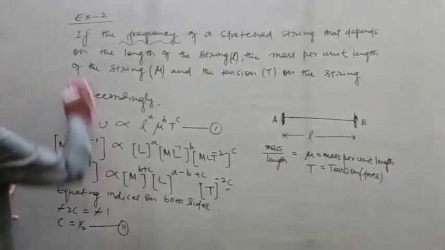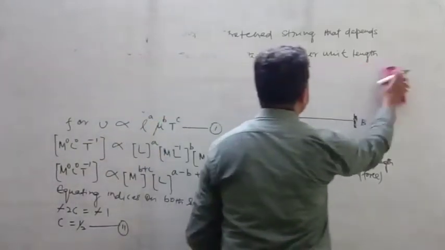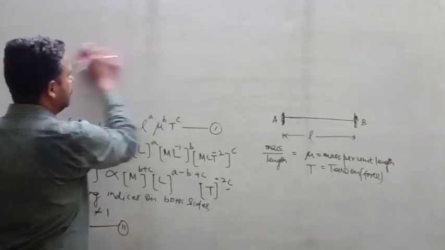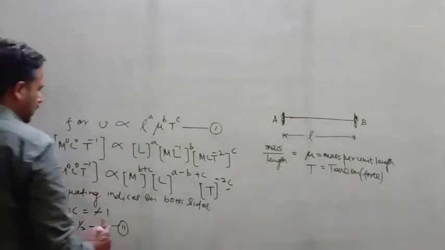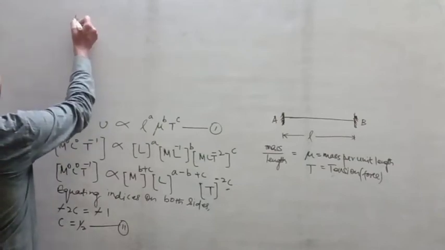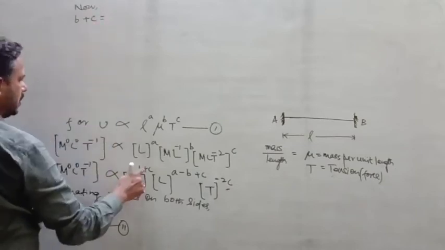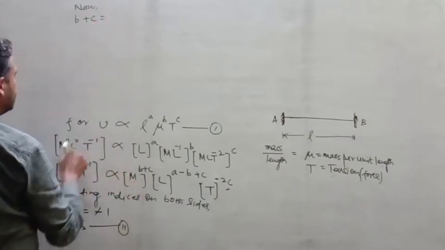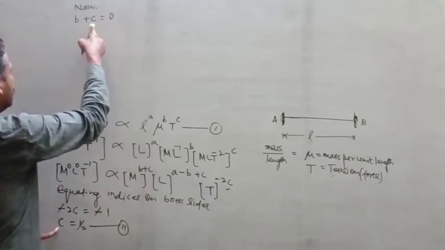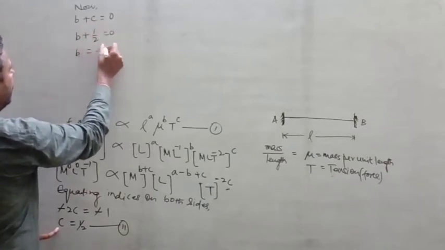Now again from here, b plus c. Now b plus c is equal to how much? This one is equal to 0, because it is the power of M and on the left M is 0. Then put the value of c from this equation: b plus half is equal to 0. Then your b will be minus half. Next equation, third.